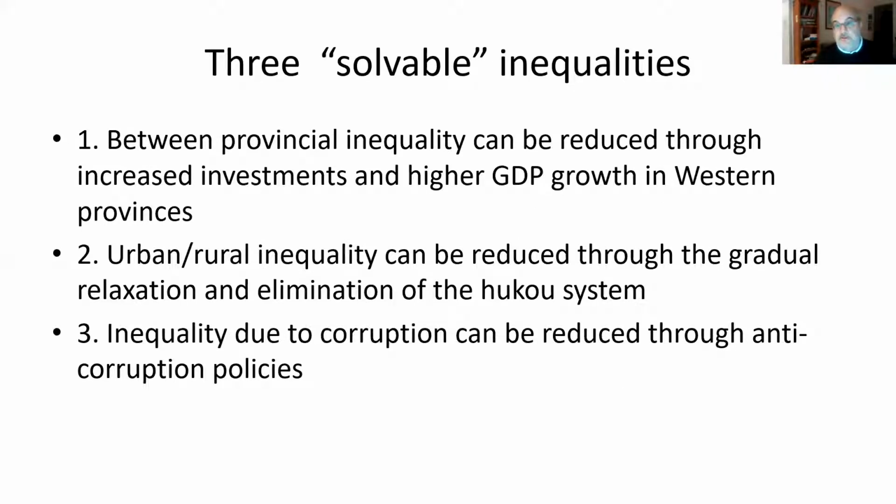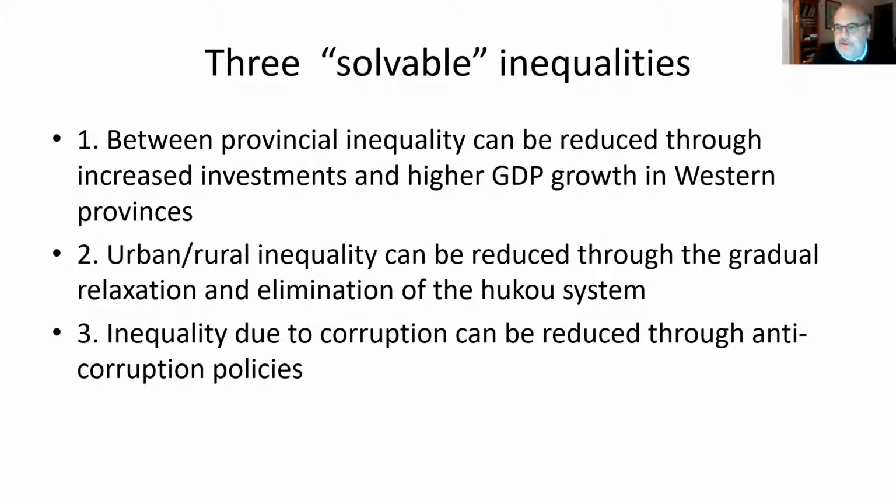So the first inequality, that difference in provincial incomes, which feeds into the overall Chinese inequality, I think is potentially solvable through increased investments and higher GDP growth rates in Western or central provinces. And I think that's, of course, part of the government policy.